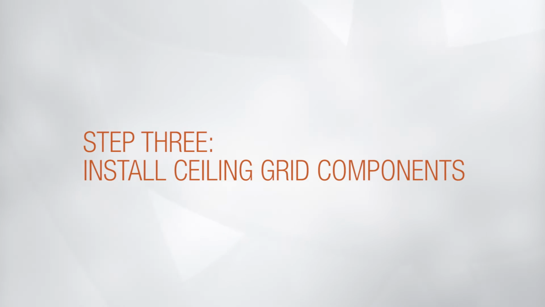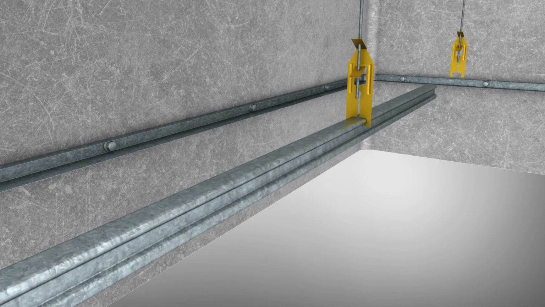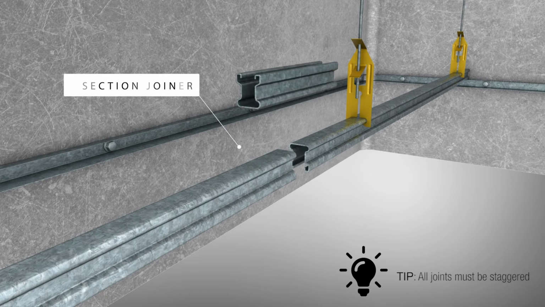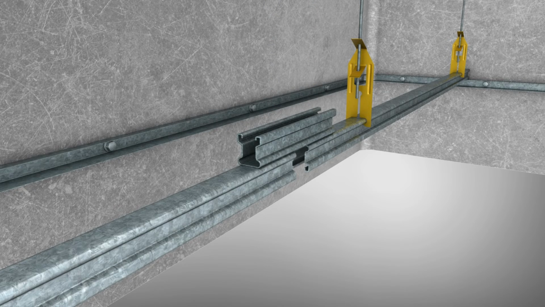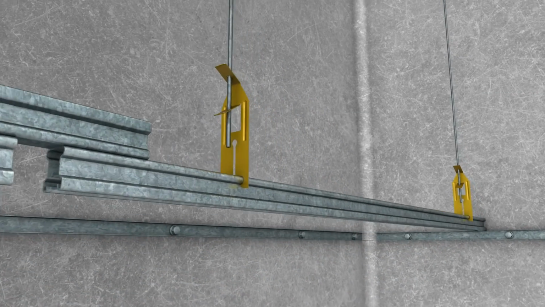Step 3. Install the ceiling grid components. Secure the top cross rail to the suspension clips. Join each top cross rail end to end with a section joiner, ensuring joins are staggered.